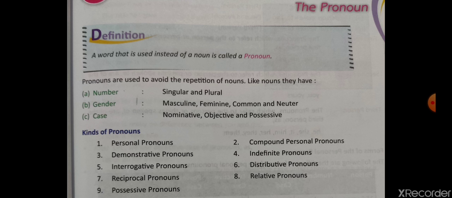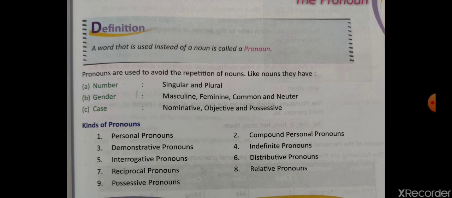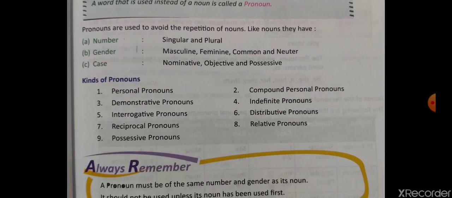Right, now we have to study about kinds of pronouns. There are 9 kinds of pronouns. First is personal, second is compound personal, third is demonstrative, fourth is indefinite, fifth is interrogative, sixth distributive, seventh reciprocal, eighth relative, and ninth possessive pronouns. These are the 9 types of pronouns about which we'll study one by one.